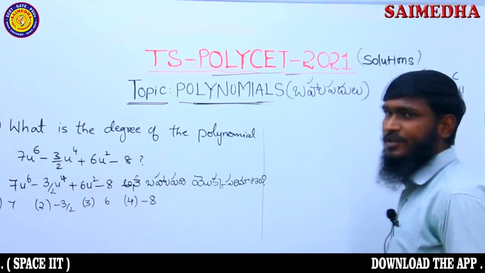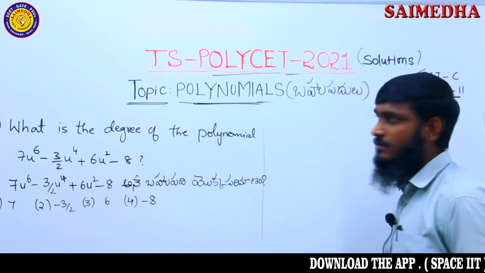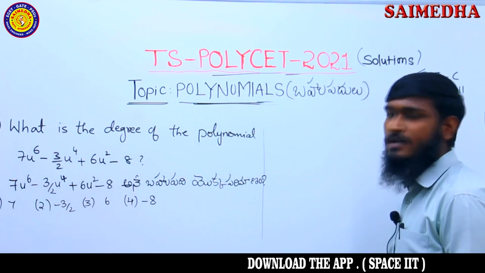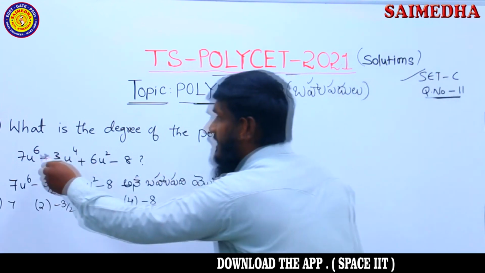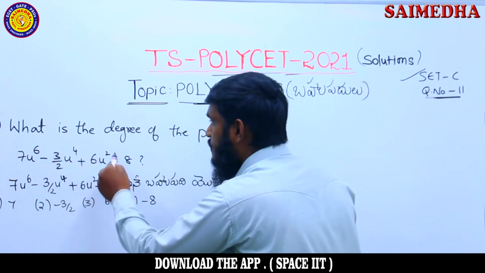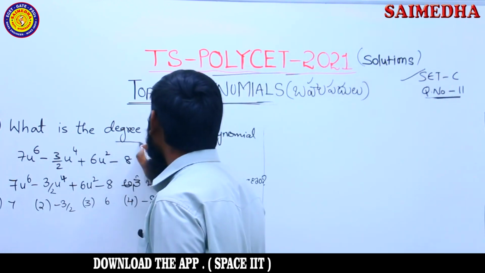Let us see the second question from the topic polynomials. What is the degree of the polynomial 7u power 6 minus 3 by 2 u power 4 plus 6u square minus 8? In this question we have to find the degree of the polynomial.